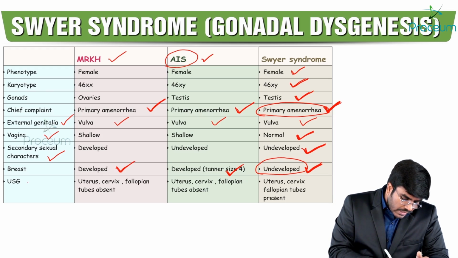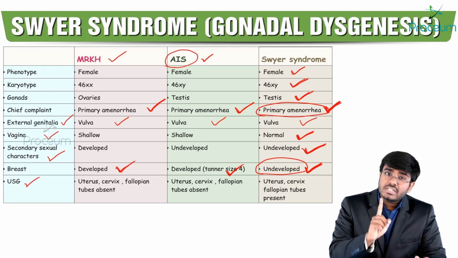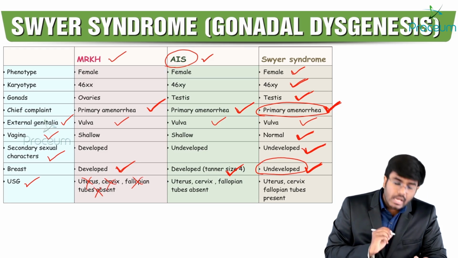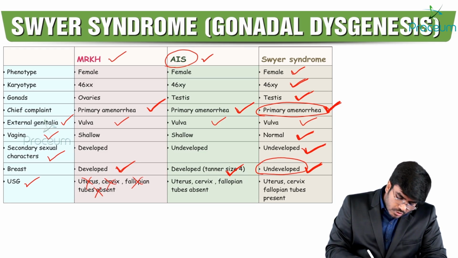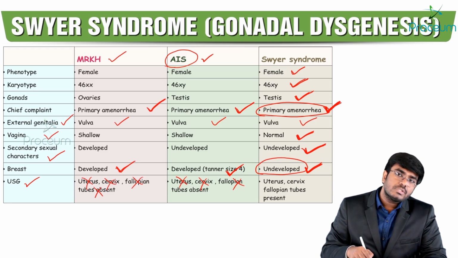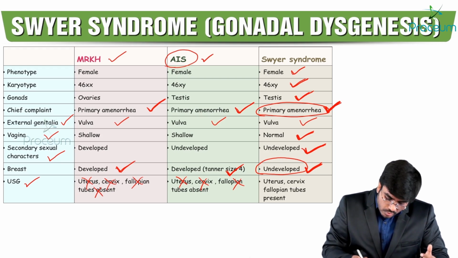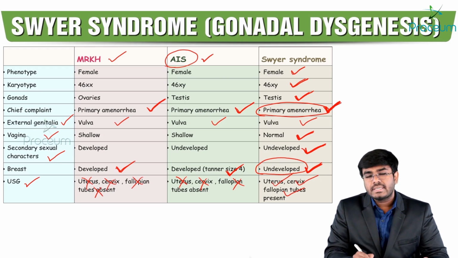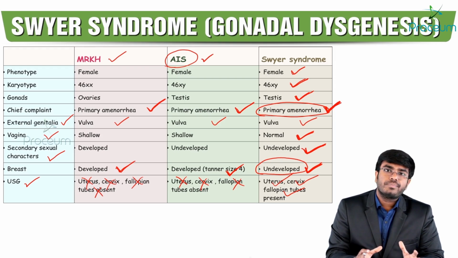Okay. Now, what about the ultrasonographic findings, guys? Very, very important. In Mullerian agenesis or MRKH, uterus, cervix, fallopian tubes are absent. In androgen insensitivity syndrome, again here also uterus, cervix, fallopian tubes are absent. But what about the Swyer syndrome? In Swyer syndrome, the Mullerian duct is expressed, so uterus, cervix, fallopian tubes are present. Okay, so this is all about the Swyer syndrome.